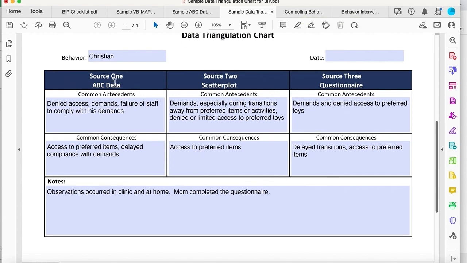Your source 1 is your ABC data. Source 2 is a scatter plot. And source 3 is your questionnaire. During an FBA, you want to make sure that you're collecting information from a variety of different sources. If you're doing a functional analysis, you don't need to worry about this specific document because you're going to have tested out your hypothesis, and so you'll have a better understanding of what actually the function of the behavior is.